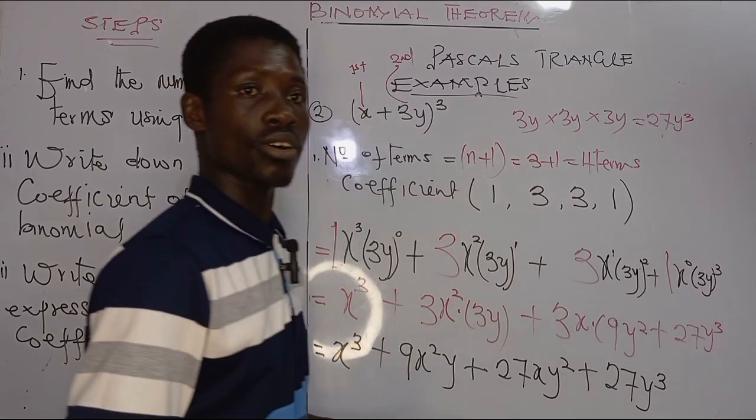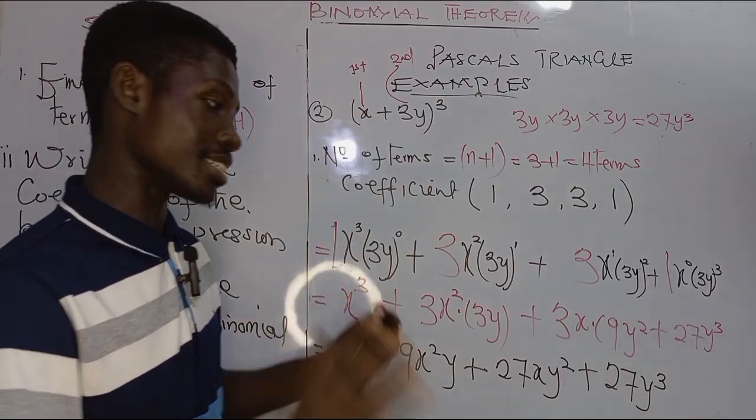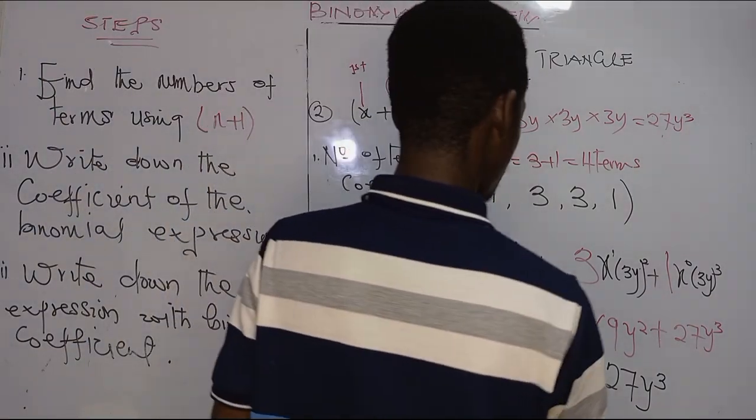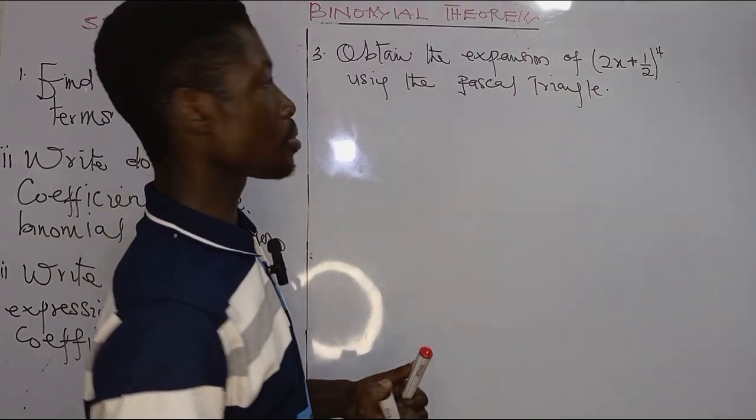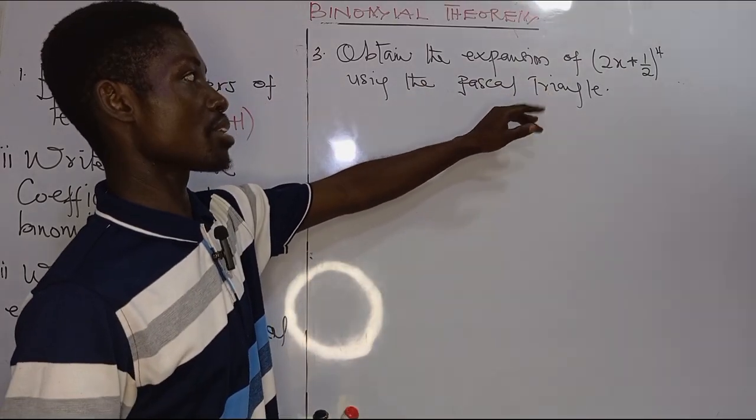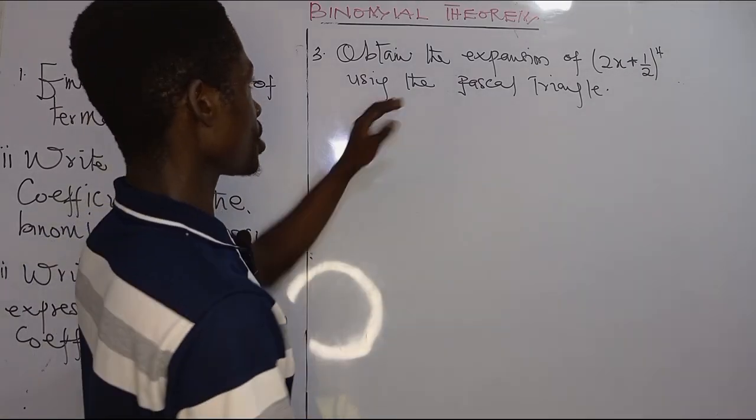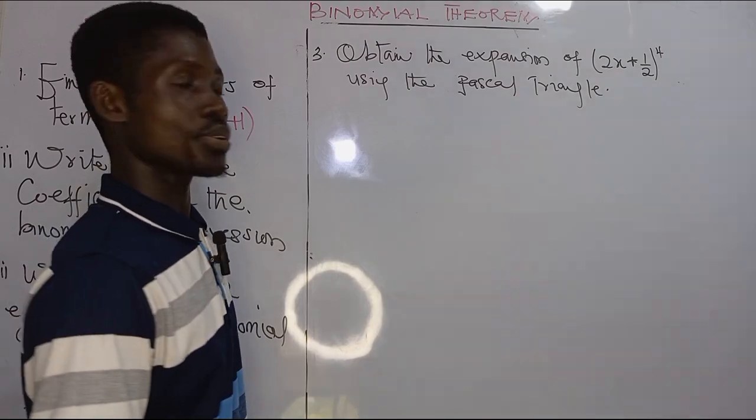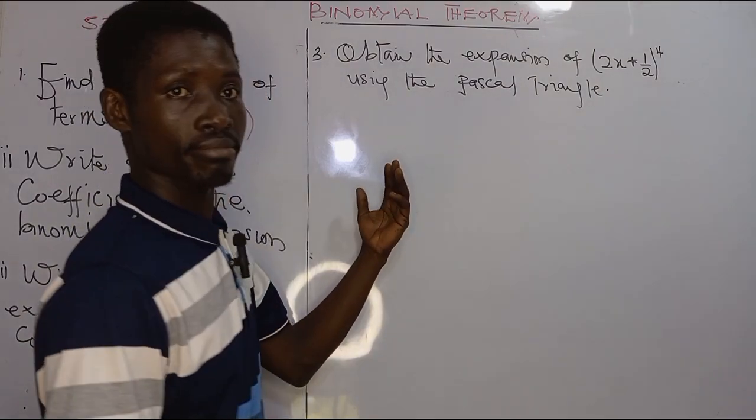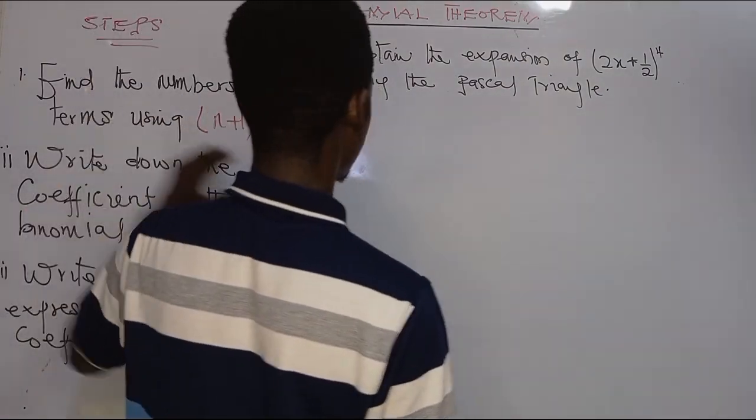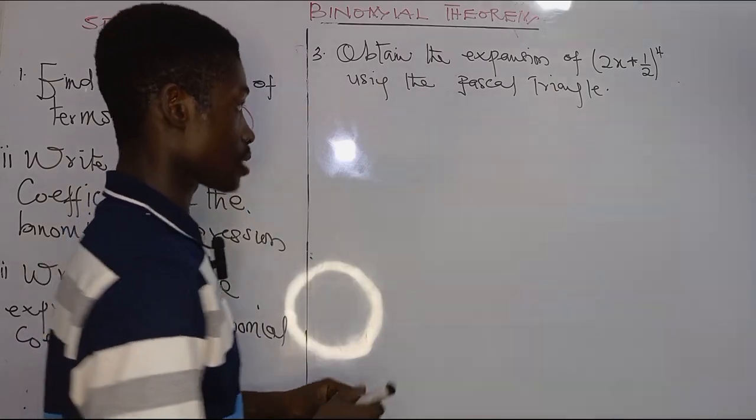Let's try our hands on the last example and then away back. So we have our last example. Obtain the expansion of the binomial expression 2x plus 1 over 2 raised to the power 4 using the Pascal's triangle. We are going to follow the same steps to expand this binomial expression.